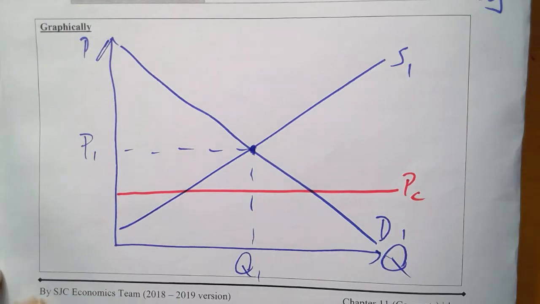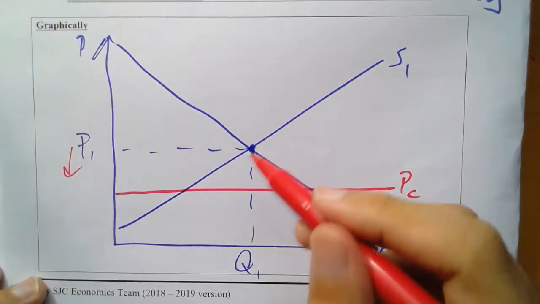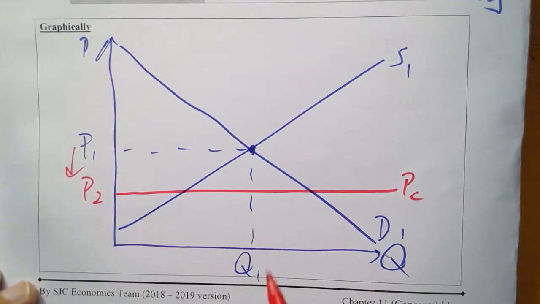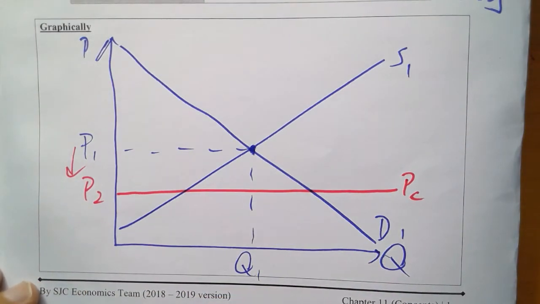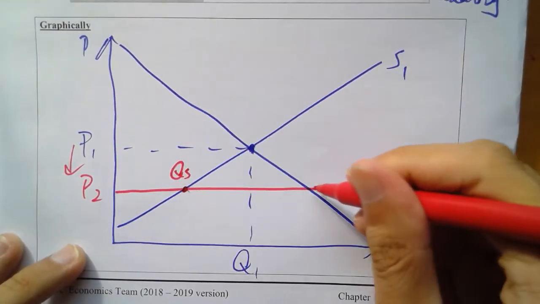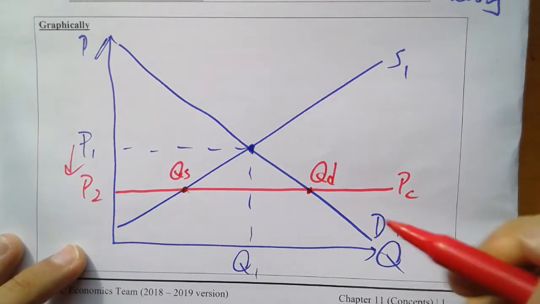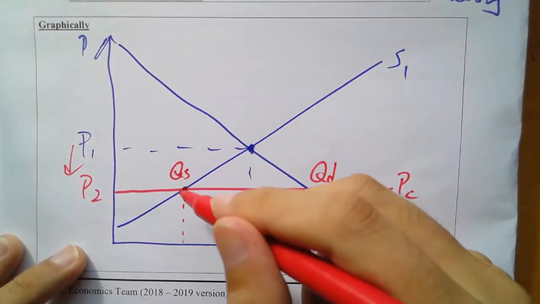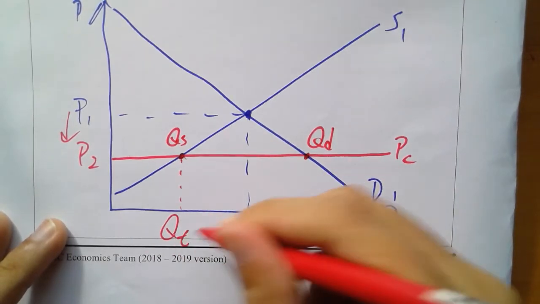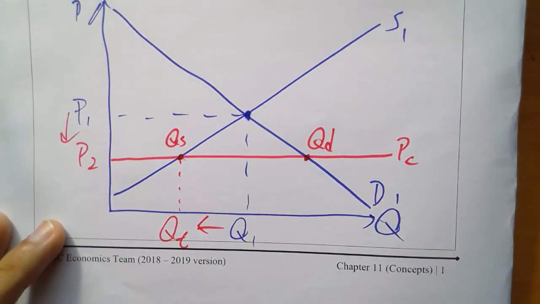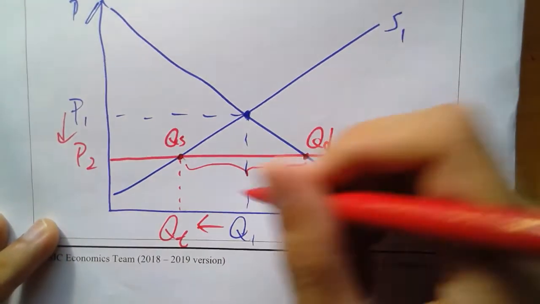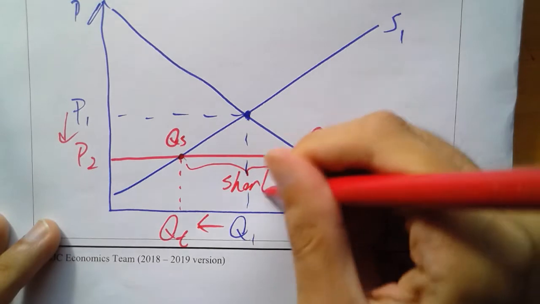Now what happens is, the price will be forced down to the level of the price ceiling. Let's call this P2. At P2 you will see our QS is here, our QD is here. Obviously we take the lower of the quantities, and quantity transacted would also drop. The gap between QD and QS, we call it shortage.